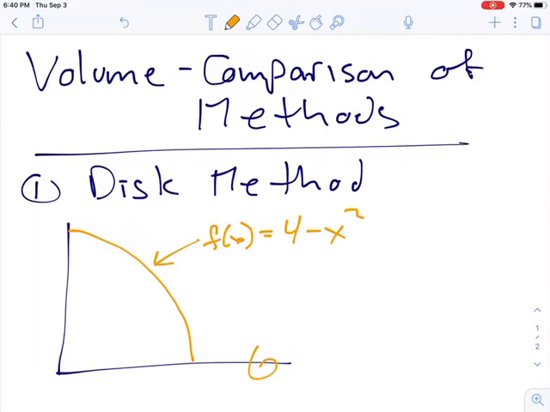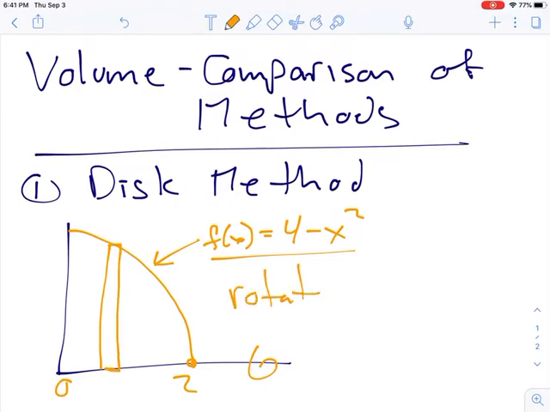In this video, I'm doing a comparison of methods, the disk method with the cylindrical shells method. So first, let's take a look at a problem using the disk method. So we have this function, f of x equals 4 minus x squared, which is an upside down parabola. And so we're looking at the area between 0 and 2, which is where it would intersect the x-axis. And we want to rotate it around the x-axis.